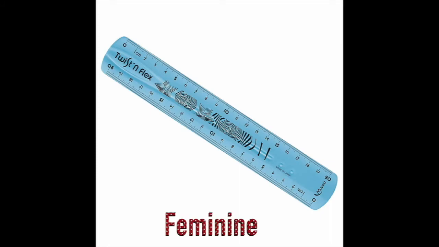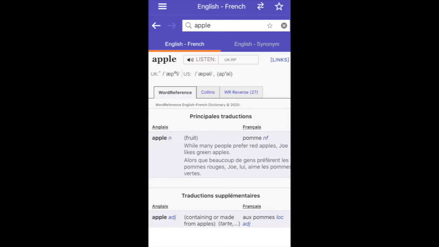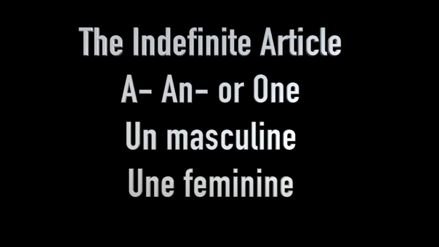Now, what we'll show at the end of the video as well is a little section that will help you use an online dictionary such as WordReference, because the key thing whenever we're looking up a noun is that we do look at those genders. And if we know our indefinite articles for a, an, or one, un or une, then it really helps us to remember the gender of nouns.